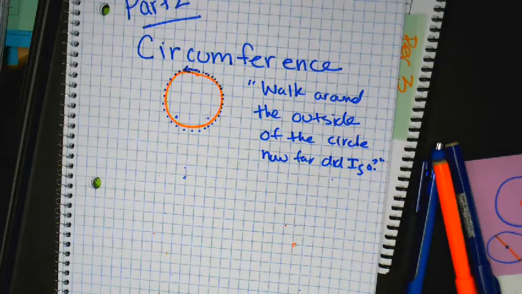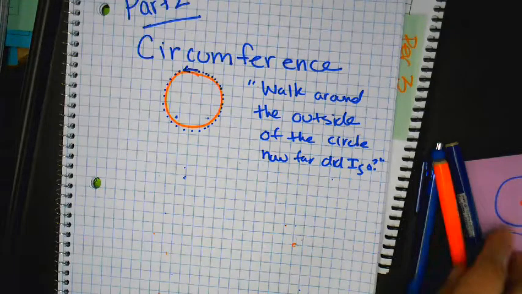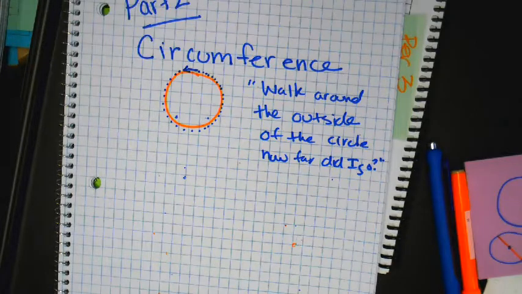We don't call it perimeter because it doesn't have sides. We are fancy and we call it circumference. But what is circumference? It's just going around the circle. And because it's a circle, we call it circumference. To find the circumference, we don't add all the sides because it doesn't have sides.